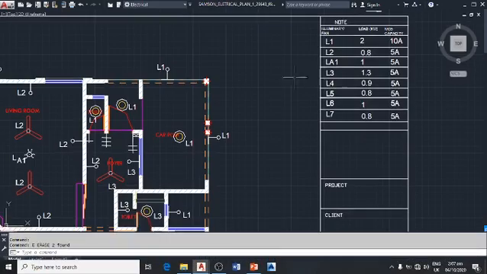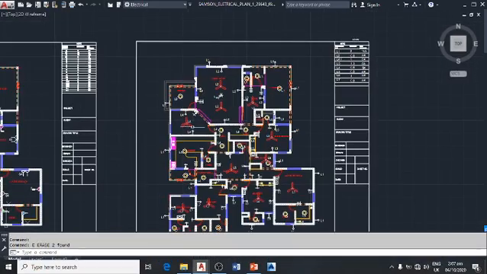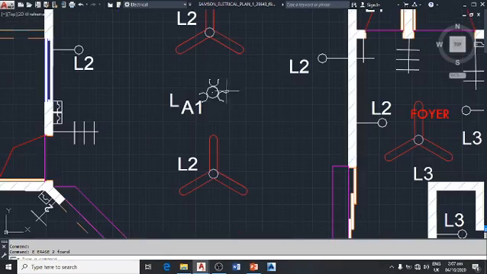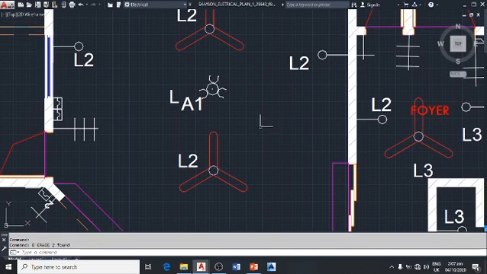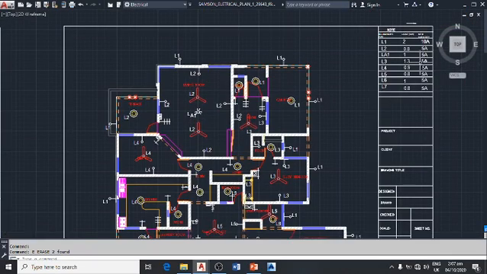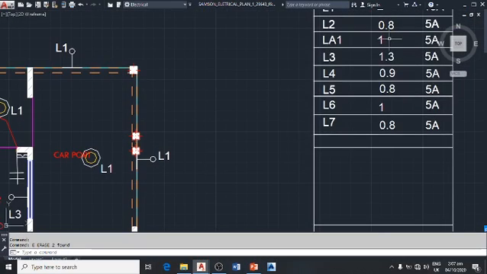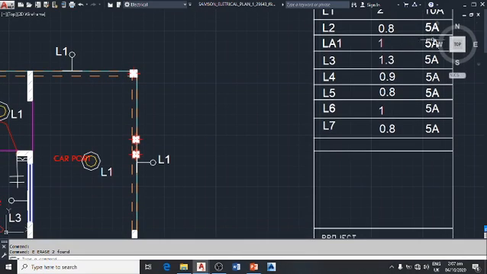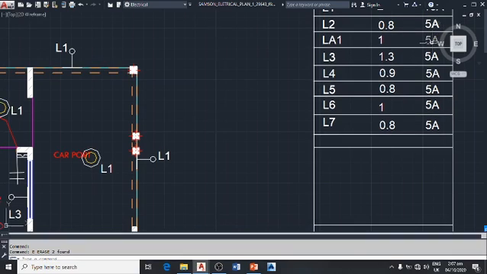The same thing we do for the LA1 here is the ceiling chandelier. The ceiling chandelier has heavy capacity, much more than the simple appliance here. And the ceiling chandelier is going to a separate MCB called the LA1. We are using a 1000 kilowatt chandelier, so we are connecting it straight to a 5 ampere MCB.